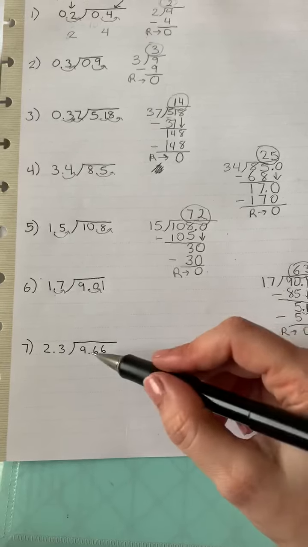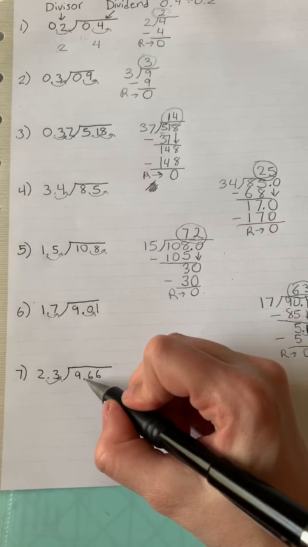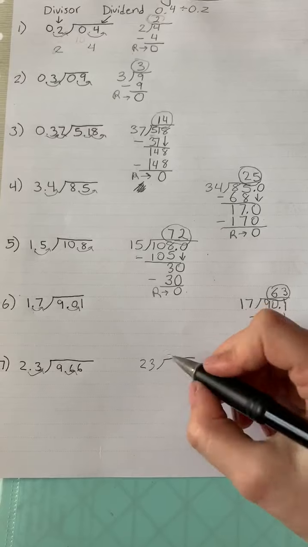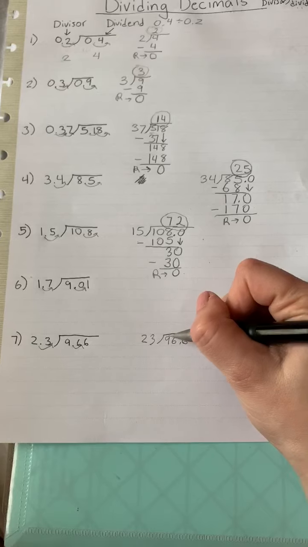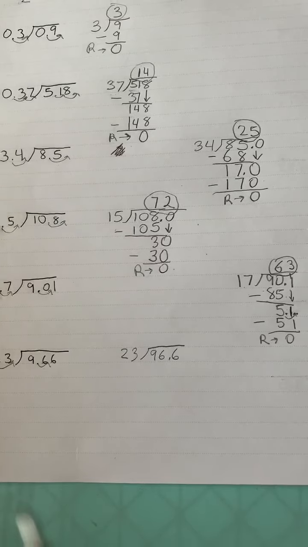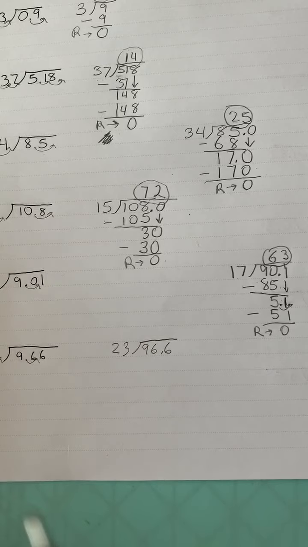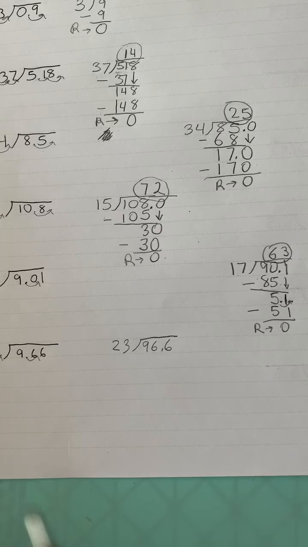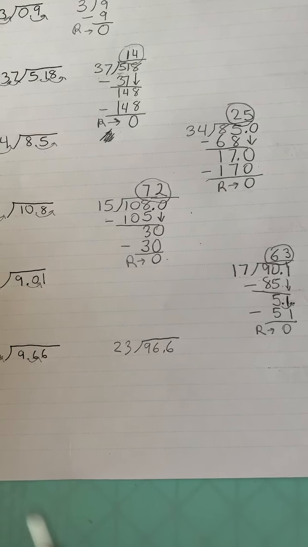All right, last one. We've got 2.3 going into 9.66. So we're going to move our decimal once, making this 23 going into 96.6. So does 23 go into 9? No. Does 23 go into 96? It definitely does. How many times? Let's see. 23 times 6 is, whoa, that's way over. That's 138. So 23 times 4 is 92.